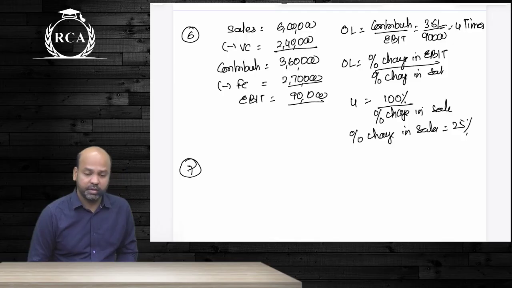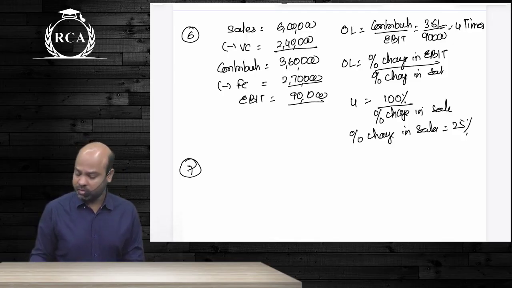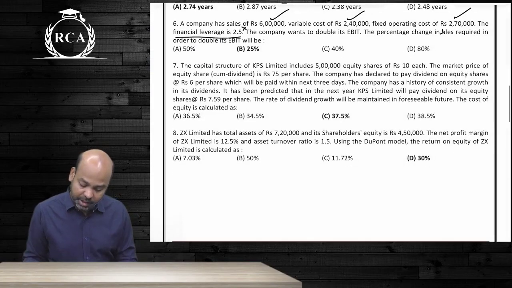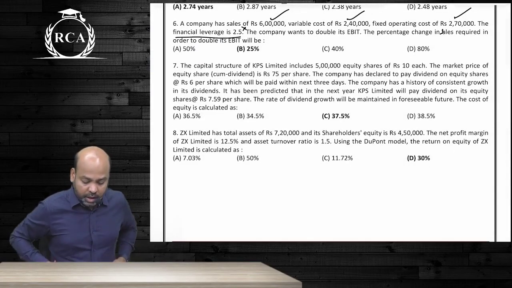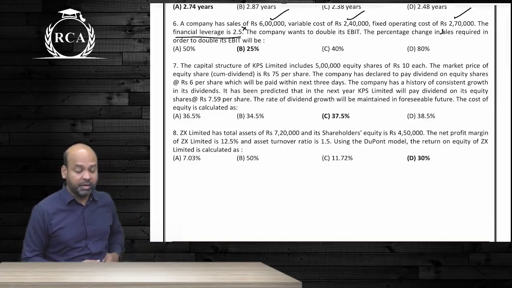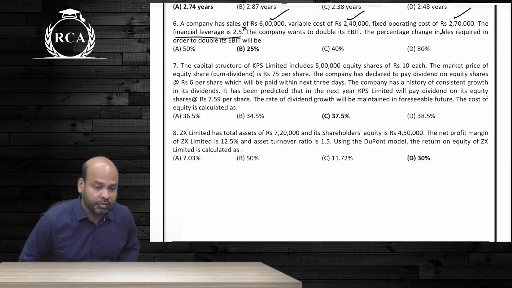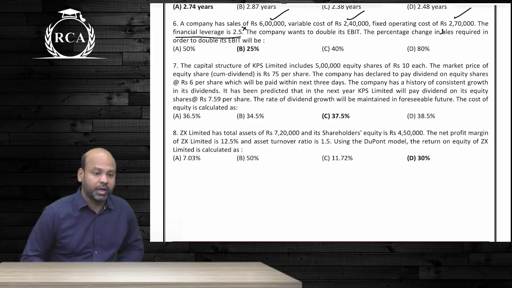7th bit, guys. वो भी मैं क्लास में पढ़ा चुका हूँ बेटा already. The capital structure of KPS Limited includes 5 lakh equity shares of 10 each. Market price of an equity share is 75, cum dividend. Whenever we are computing cost of equity, guys, do you need to take cum dividend price or ex dividend price? This entire question is only about that small point.